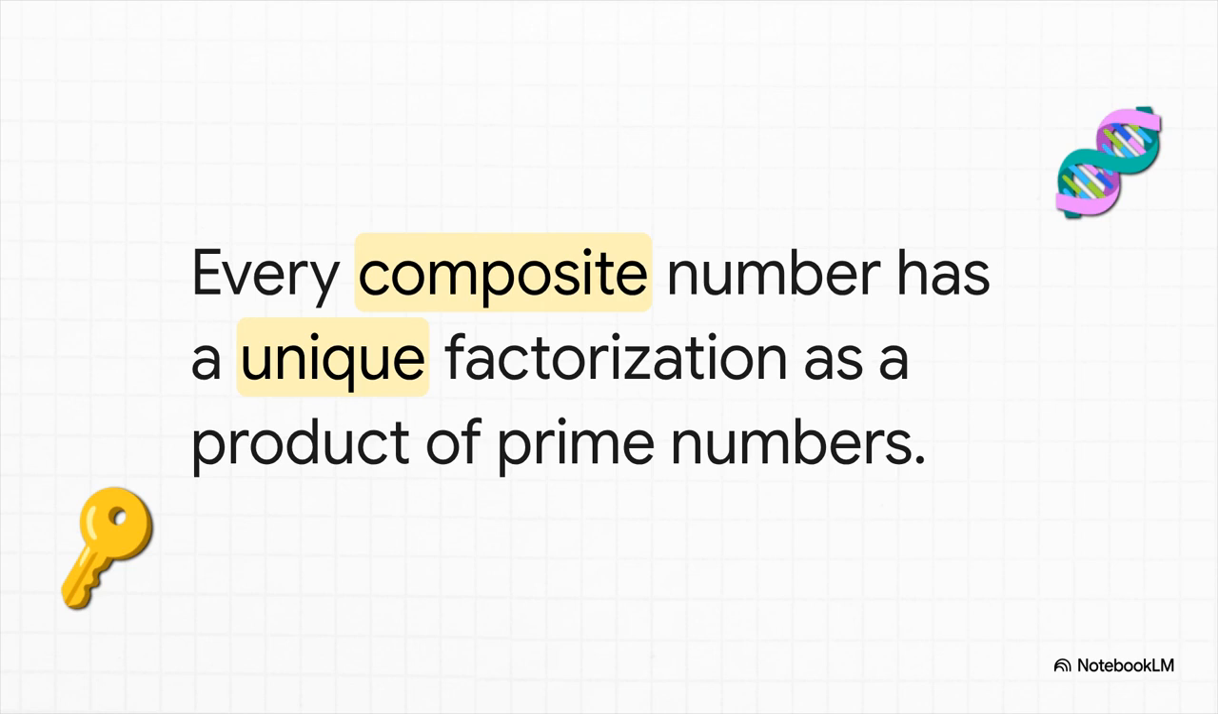This sounds super fancy, but the idea is actually pretty straightforward. It says that any whole number that isn't already a prime number can be broken down into a product of primes. And here's the kicker. That combination of primes is completely unique. It's like a DNA fingerprint for every single composite number. No two numbers share the same one.